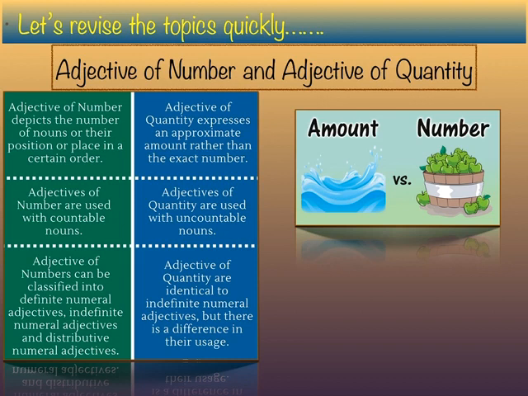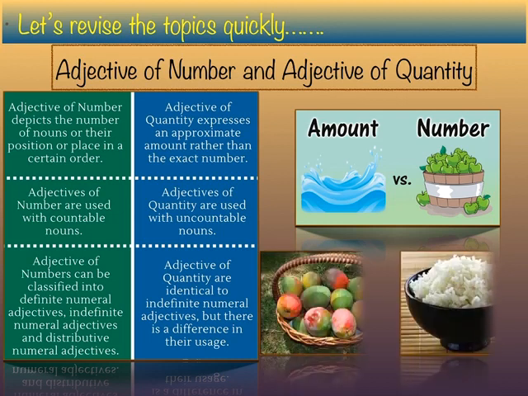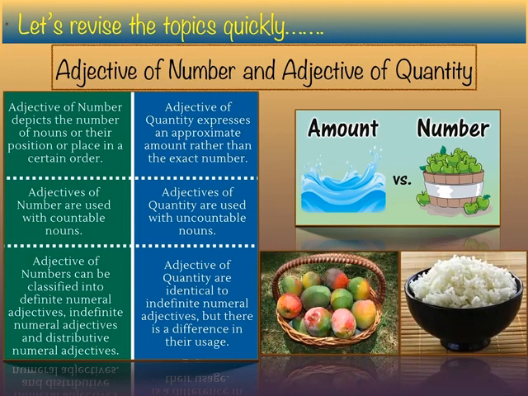We already studied that some words which are used as adjective of number can also be used for adjective of quantity. Let's see an example over here. Here in the first image, you can see that there are mangoes in the basket. We don't know how many are there, so we can write some mangoes. So here some mangoes can be classified as indefinite numeral adjective or adjective of number.